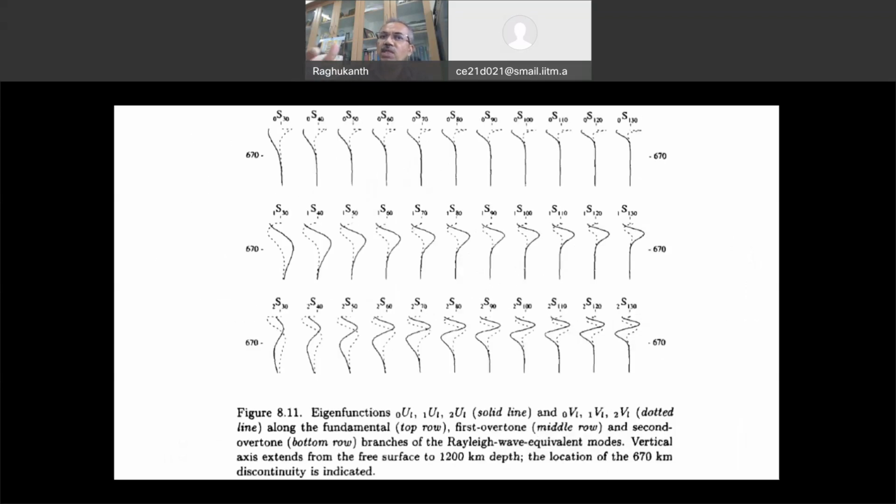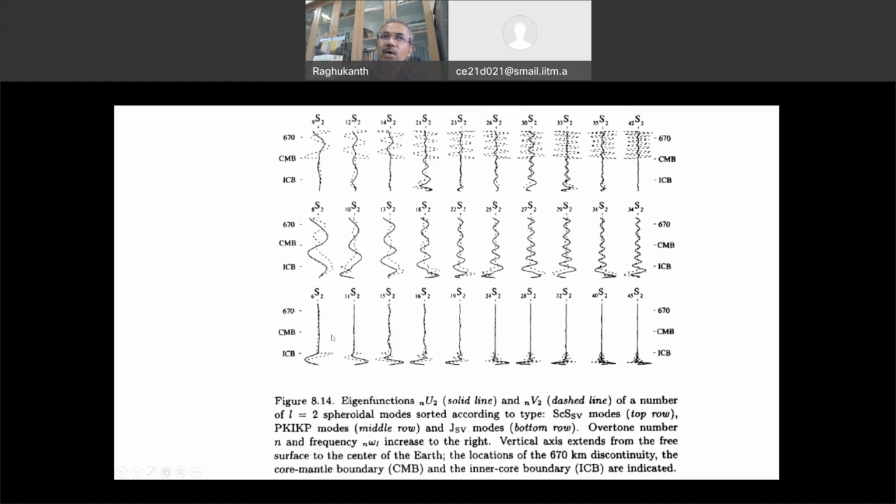So this is how the eigenfunctions look with respect to depth. 670 is the boundary, and the core mantle boundary and the inner core boundary are there, and you can easily find them out. For example, if we see 11S2, 15S2, what is the speciality in the displacements below? 670 is the core mantle boundary, and this is the inner core boundary itself. Now if I want to find out material properties in the inner core boundary, which mode will tell me? In the ICB region.